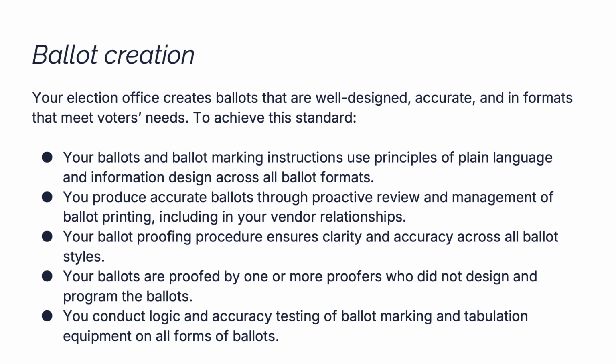So what is this? What does that mean? How do we define that? What does that look like? Your election office creates ballots that are well designed, accurate, and in formats that meet voters' needs. To achieve this standard, your ballot and ballot marking instructions use principles of plain language and information design across all ballot formats. You produce accurate ballots through proactive review and management of ballot printing, including in your vendor relationships. Your ballot proofing procedure ensures clarity and accuracy across all ballot styles, and your ballots are proofed by one or more proofers who did not design and program the ballot. You conduct logic and accuracy testing of ballot marking and tabulation equipment on all forms of ballots.